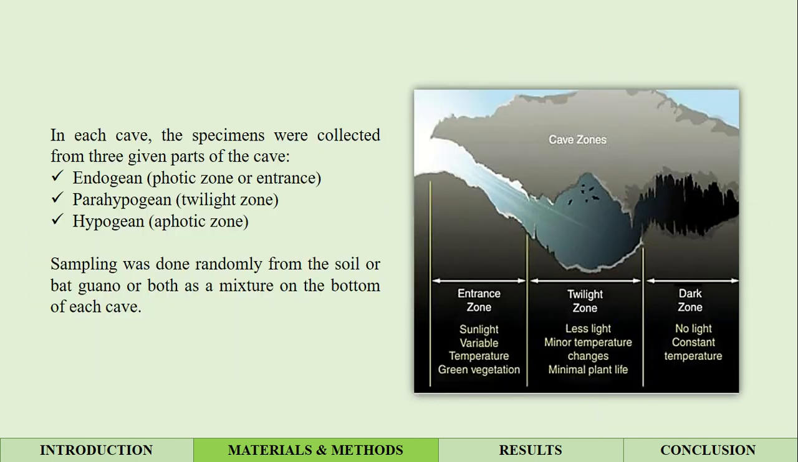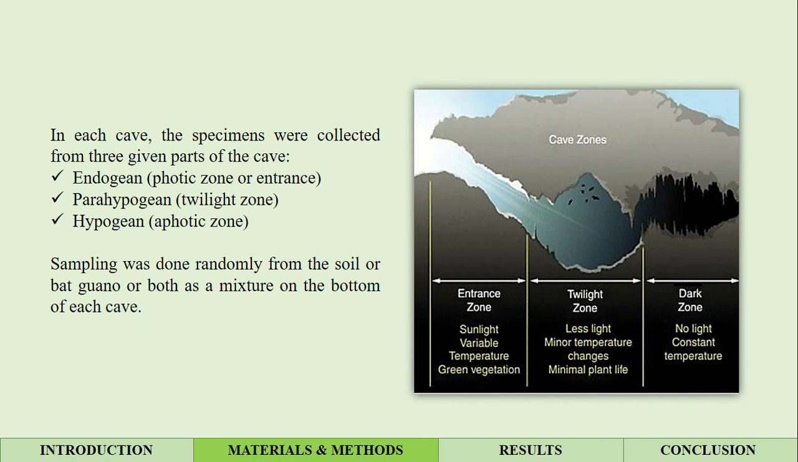In each cave, the specimens were collected from three given parts of the cave, which are named as follows: endogean or photic zone or entrance, parahypogean or twilight zone, hypogean or aphotic zone. As shown in the schematic, there is sunlight at the endogean or entrance of the cave.